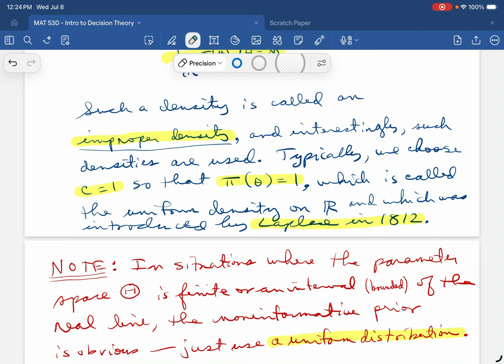And then similarly, as we mentioned before, if we have a continuous case with a bounded interval of the real line, then we would just use the uniform distribution.